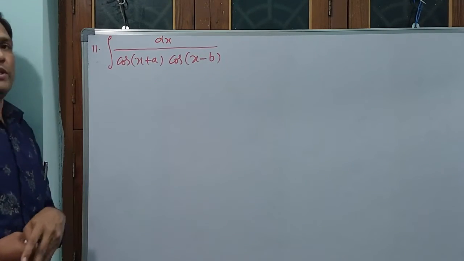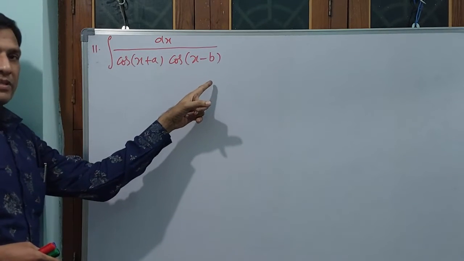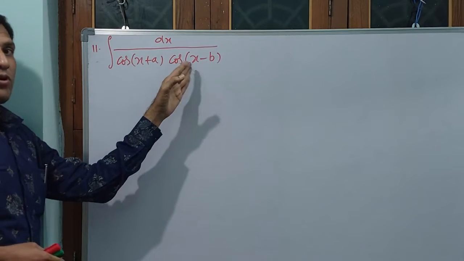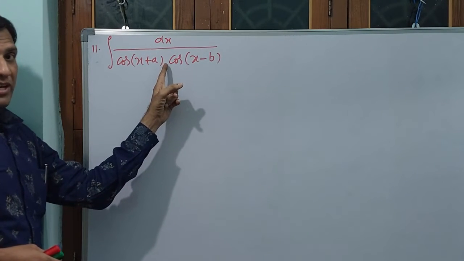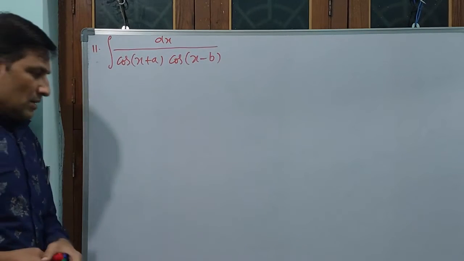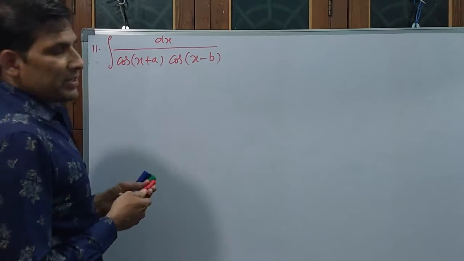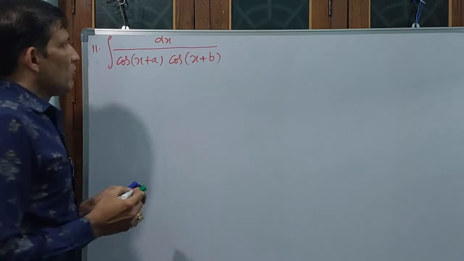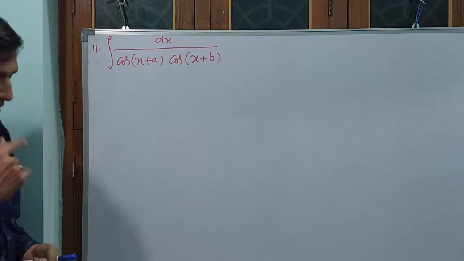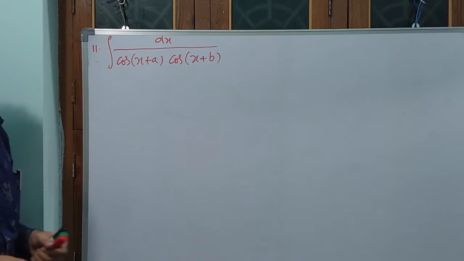See, 11th question. Integral dx by cos of x plus a into cos of x minus b. See here, cos a into cos b, like it is there. Multiplication. There is no plus minus symbol, but inside there is plus minus. Okay, I think yes minus. No, this is plus only: cos of x plus b. Integral dx by cos of x plus a into cos of x plus b. See how to proceed with this. Normally, only by seeing some questions can you get this experience.